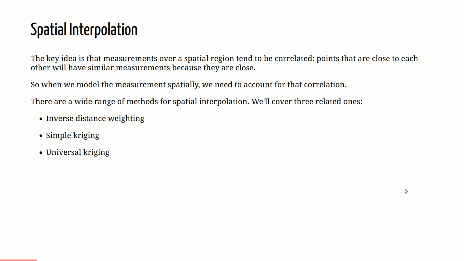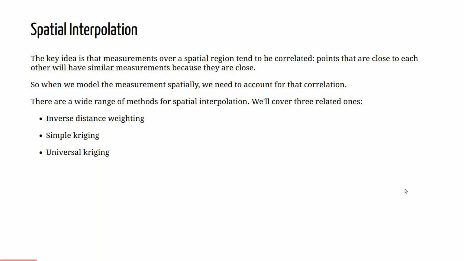And the key idea behind it is that the measurements that we take in different locations will be correlated, right? Points that are close to each other will tend to have values of that measurement that are the same, simply because they are close to each other. So essentially we would expect some autocorrelation, i.e. correlation induced by the spatial distribution of points.